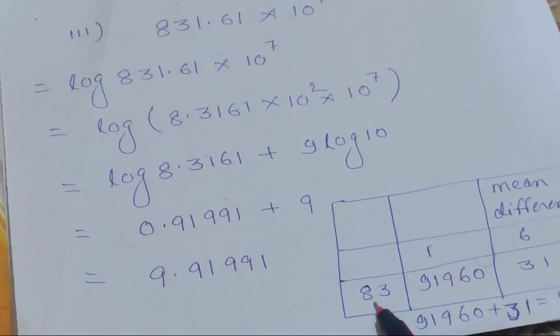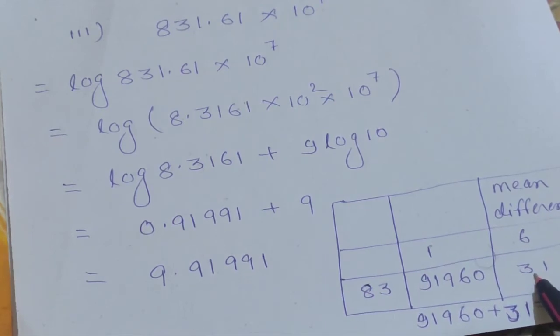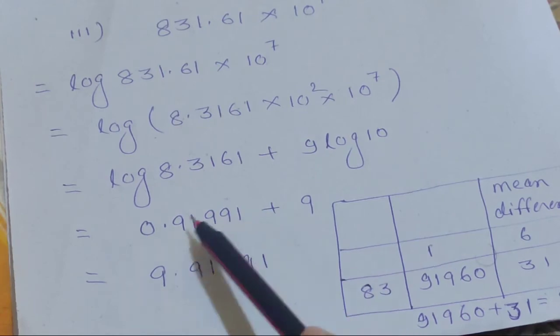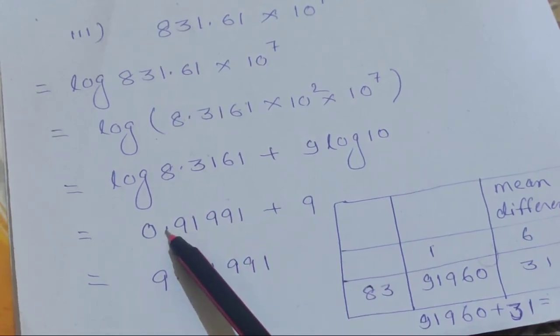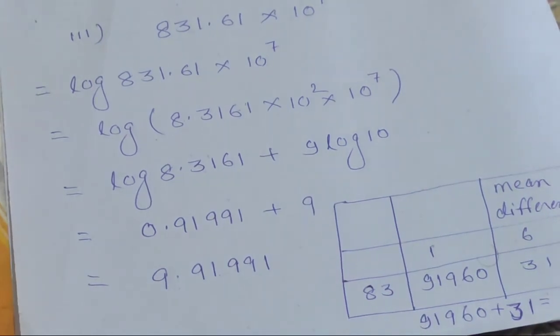So in the same vertical column, that is in 83, in 6, I have to see what the mean difference is. So here the mean difference is 31. Then these two values I have to add to get the mantissa. So after adding I got 91991, and I have to place the point here. So this plus this will be my log of 831.61 into 10 to the power 7.